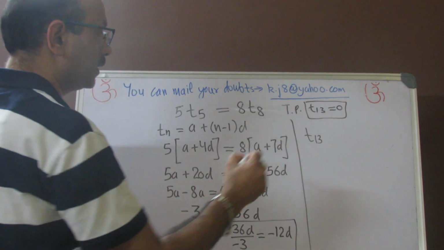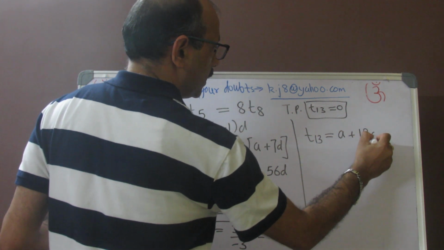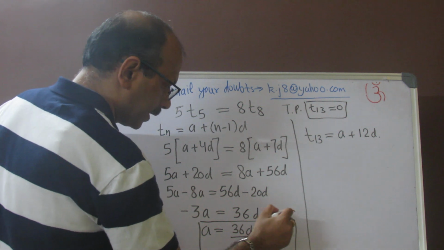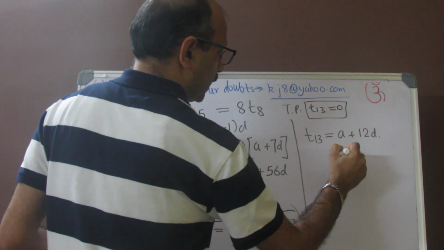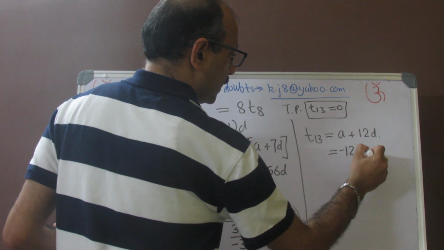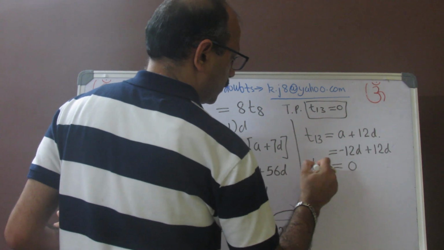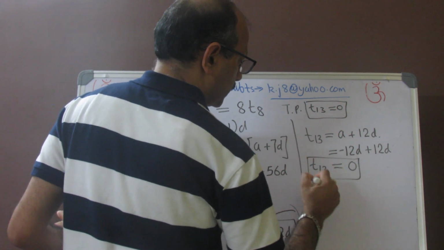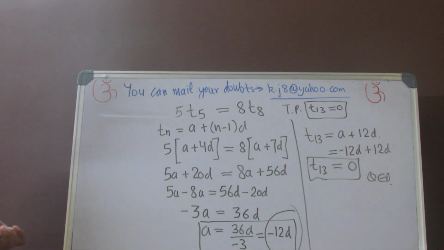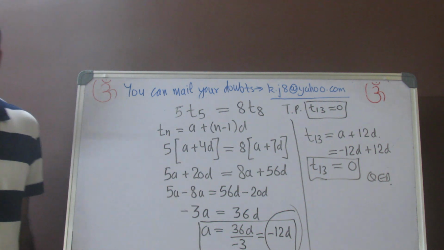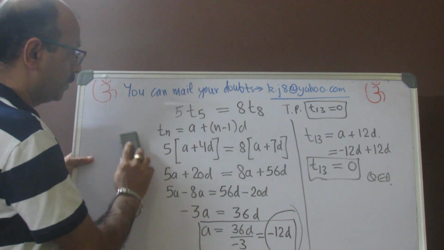Now as per formula, T13 would be a plus 12d. And what is a? A is minus 12d. So that's what we are going to write. Minus 12d plus 12d equals 0. So T13 is 0, hence proved. Okay, so this is one kind of question which is asked regularly in boards, so pay attention.